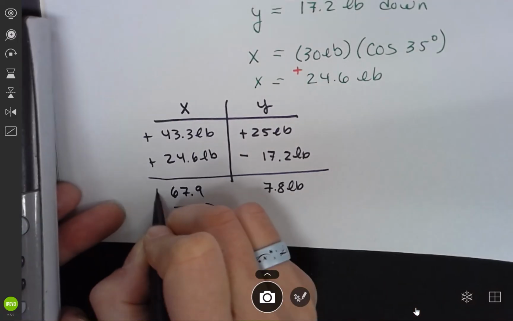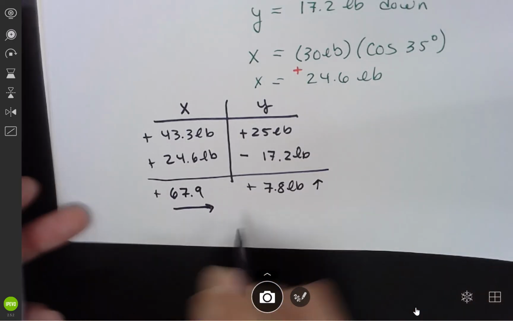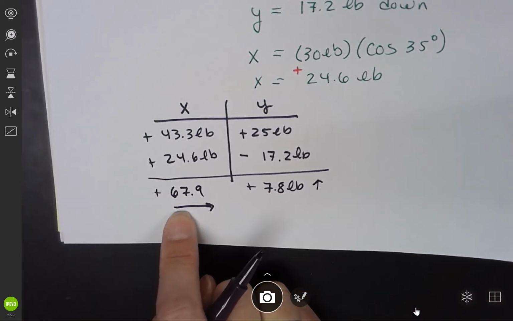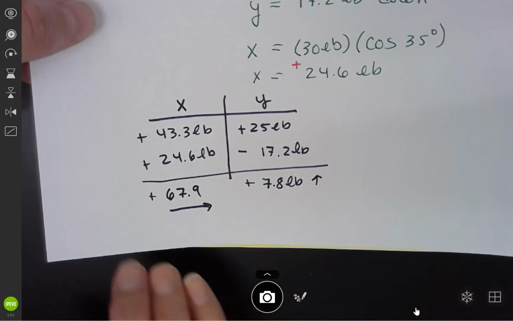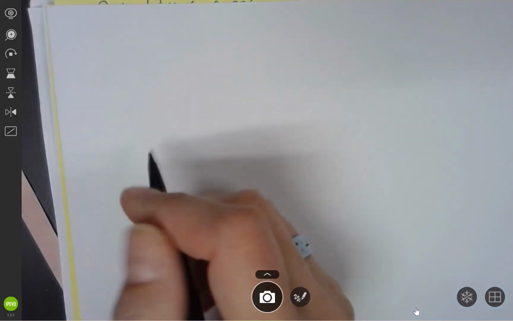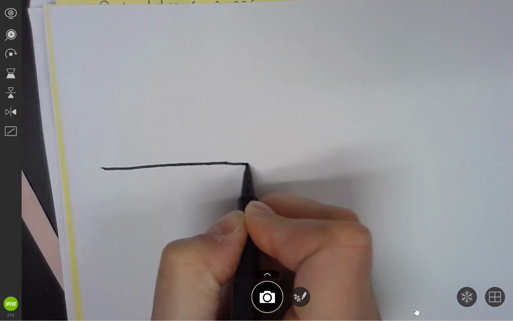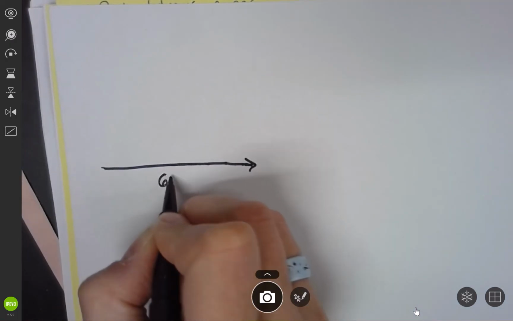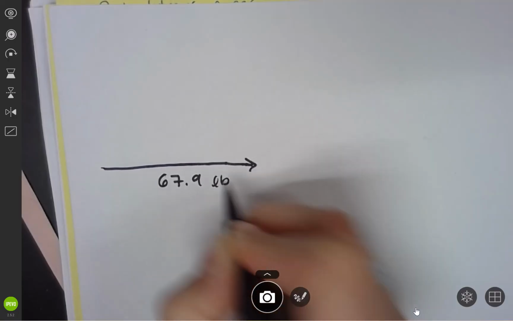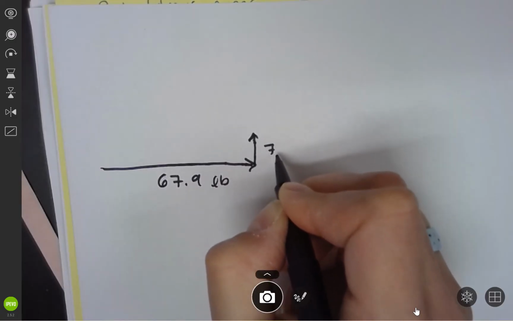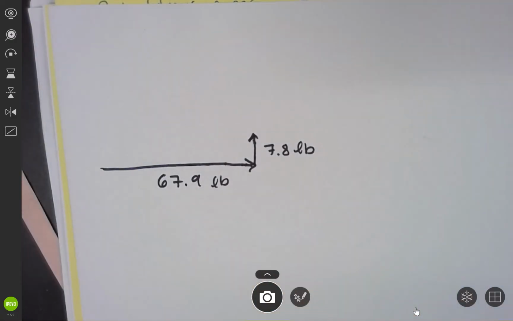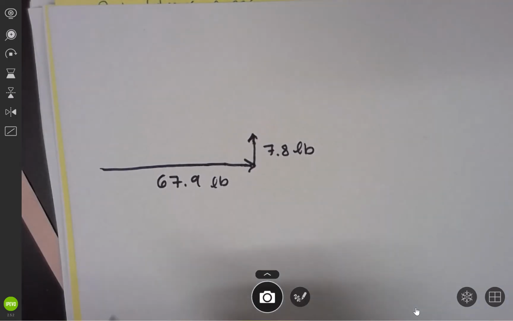And since these are both positive numbers, this guy's going to be pointing up. Now, this is a much smaller vector than this one. So with these numbers, my last step is to go ahead and make a new triangle. On another piece of paper, I'm going to make a new triangle with the x and y that I just found. So it's got a positive x, pretty long, of 67.9 pounds. The y part was much shorter, 7.8 pounds. Now, I'm not actually measuring these, I'm just eyeballing it.